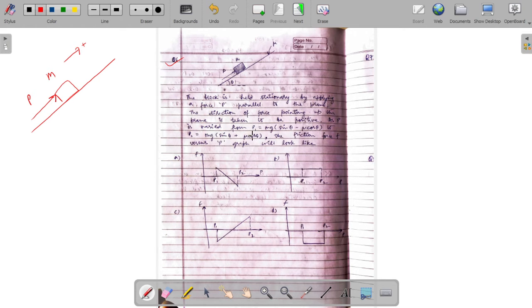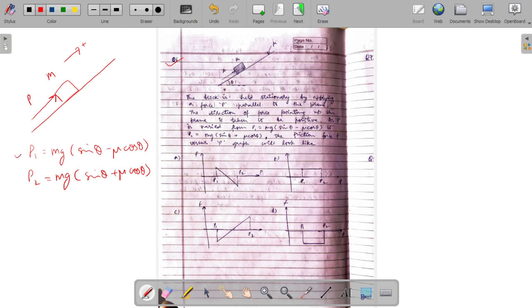As P is varied from the value P1 equal to mg sin theta minus mu mg cos theta, this is some value which we are given, to the value P2 equal to mg sin theta plus mu mg cos theta, the block is held stationary, that is the whole point. So we have to draw the graph of applied force with friction.